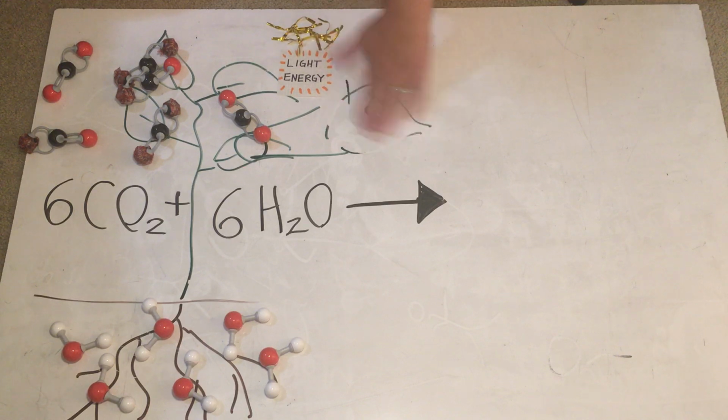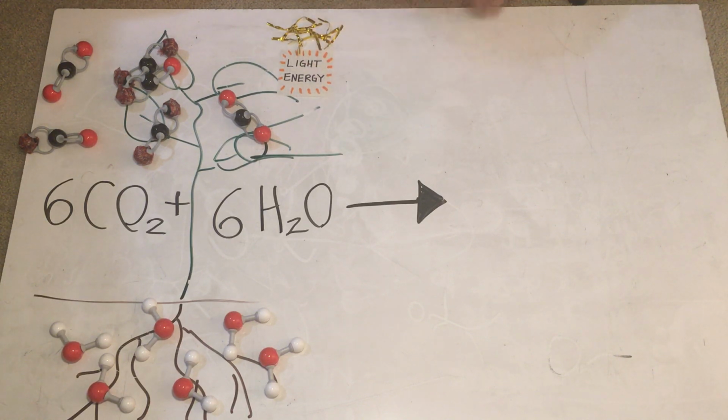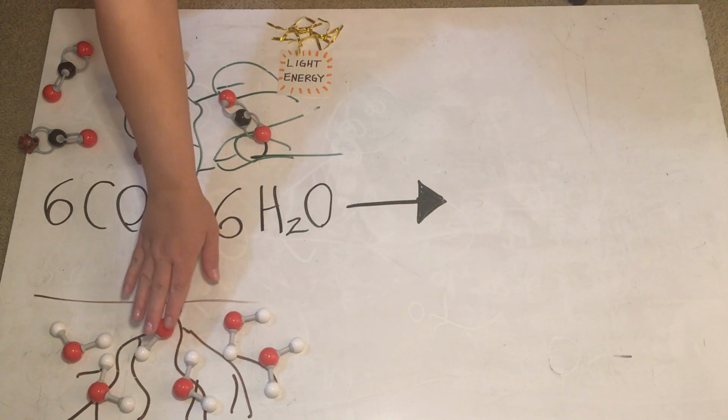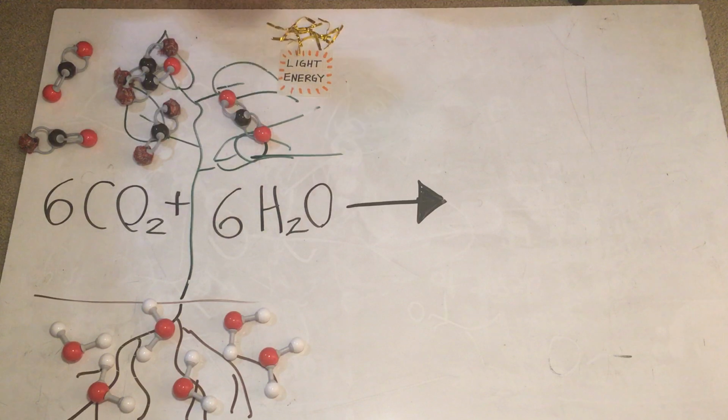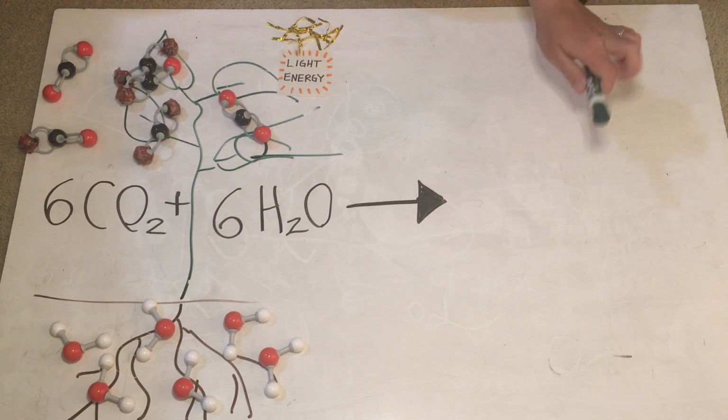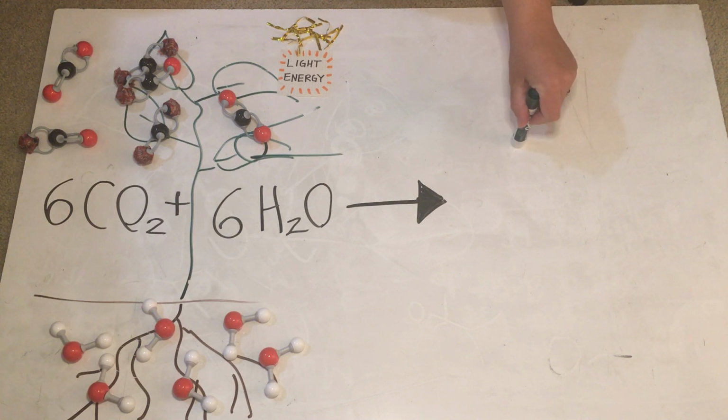The water is a little more straightforward, right? Probably you've heard this before. Water is going to be drawn up through the roots. So the pores and holes in the roots are going to pull in the water, and the water is all we're going to need to do photosynthesis and get our glucose and oxygen in the end.